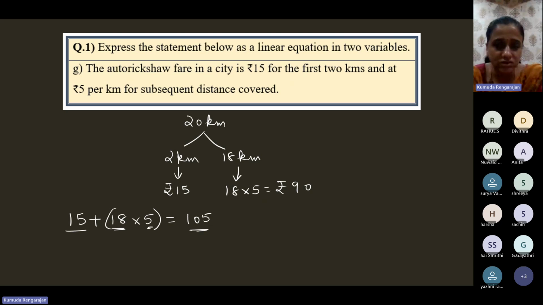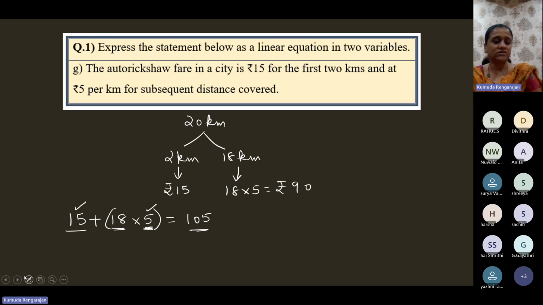Now, children, listen carefully. This 5 rupees is given in the question. And this 15 rupees is also given in the question. So what is not given? The distance you have covered, the total distance you covered. So we'll take that as X. And the total fare you paid the automan, we'll take that as Y. Whatever is not given, we have to assume variables for them.